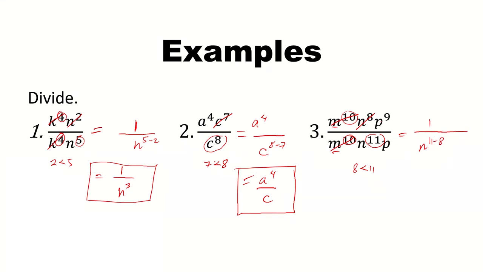Sunod naman yung p. P to the power of 9 divided by p. Pero mas malaki si 9 kaysa sa 1. So yung nasa baba ang makakancel out. At yung matitira nasa numerator. Subtract lang natin yung exponent, 9 minus, don't forget may exponent dito na 1. So 9 minus 1. Then we subtract, no need to write the 1. 9 minus 1 is 8. N to the power of 11 minus 8 is 3. So this is our answer. P to the power of 8 over n cubed.